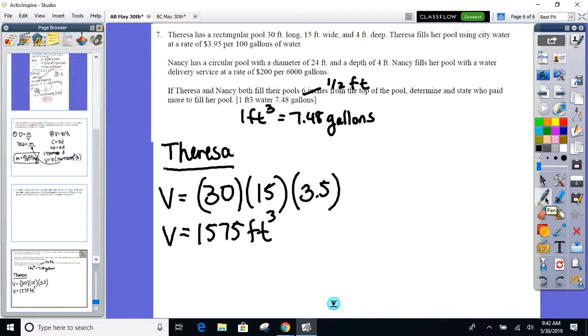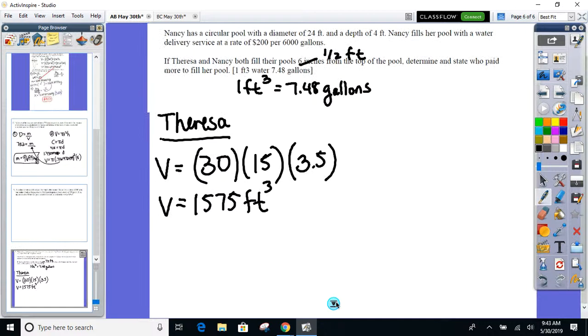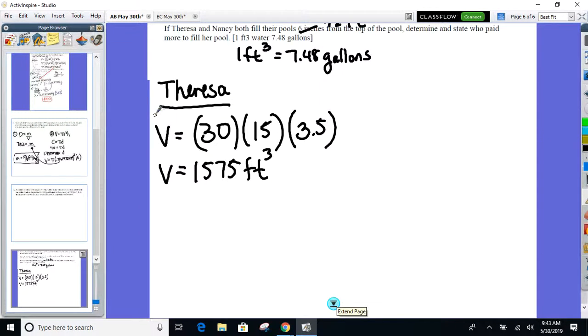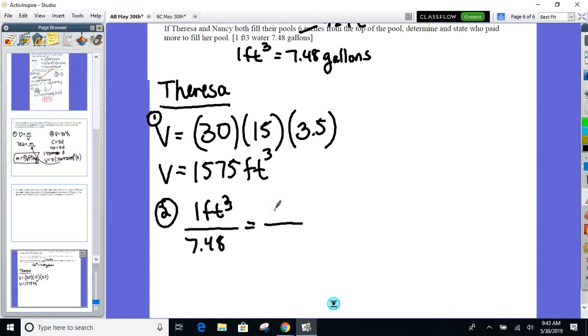Okay, how much does it cost to fill that pool then? Well, they charge by the gallon, right? So we need to convert our cubic feet into gallons. I'd set up a proportion. If you're not sure if you divide or multiply, set up a proportion. 1 cubic foot over 7.48 gallons. Line them up. 1,575 over how many gallons? And you'll find out pretty quickly you end up multiplying those.